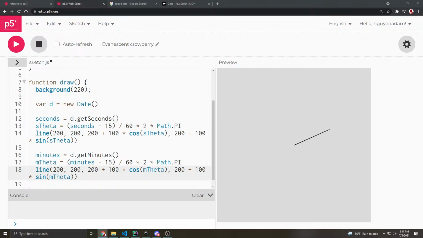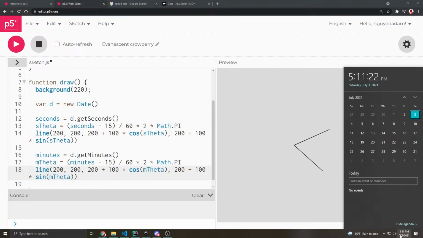So far, what we have is two hands that go around, and they're in sync with the second and minute values of the time.